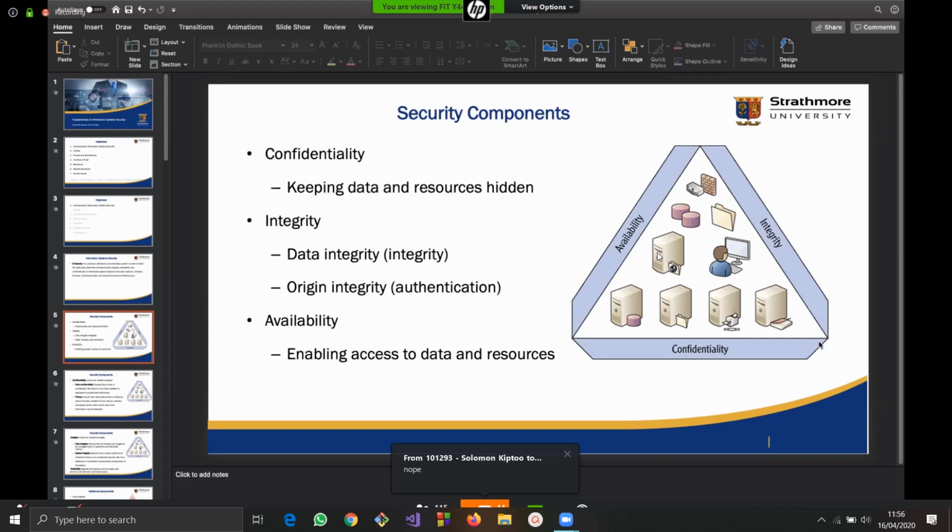Yes, Solomon. You said no, it's not possible. Why not? Confidentiality and availability. Okay. You'll be having information available, but there'll be restrictions to certain categories of people that you want to access the data. Okay. Yeah. But don't you think availability is limited to people who are authorized to access the data?